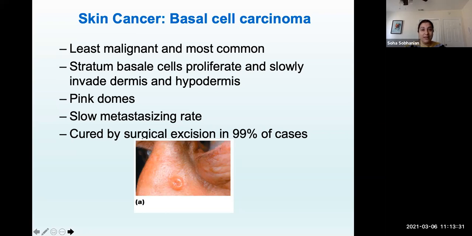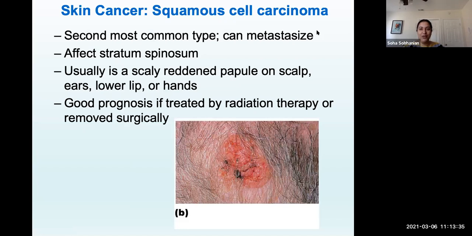Getting into more dangerous waters, you get squamous cell carcinoma, which looks kind of scary too, right? These are the second most common type, and they can metastasize if you don't remove them. The layer they're affecting is the stratum spinosum layer, which is the second layer from the bottom, sorry. They look kind of red and scaly. The danger about this cancer is, again, that it can metastasize. However, if you get to it soon enough, you can do radiation therapy and you can surgically remove it. So the chance of survival is still pretty high for people with this type of cancer.